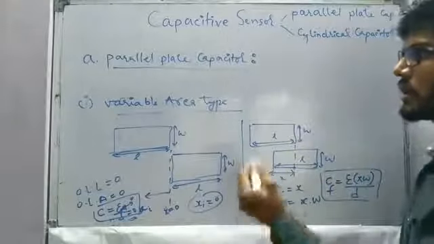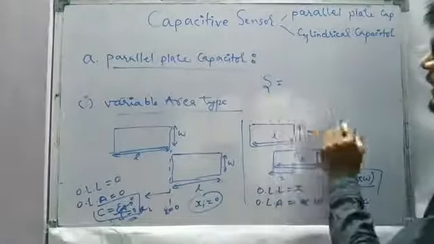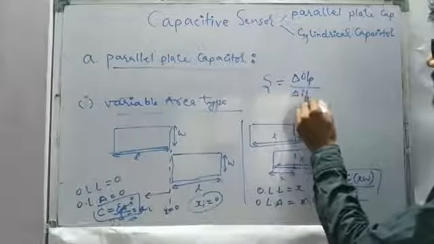Now in the case of the variable area type, the sensitivity is given as change in output divided by change in input.